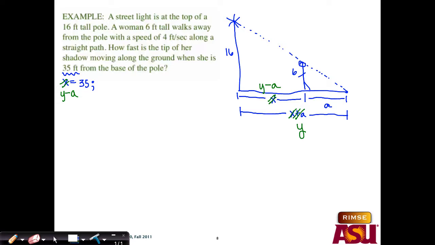So not relative to a moving point, but relative to a stationary point, the streetlight. So I want to answer this question: how fast is the tip of her shadow moving along the ground? In this diagram, this is how fast is y increasing? Or in other words, find how fast y changes with respect to time. I'll just use t for time, and that's fairly common. Lots of times you'll see that in questions and examples.